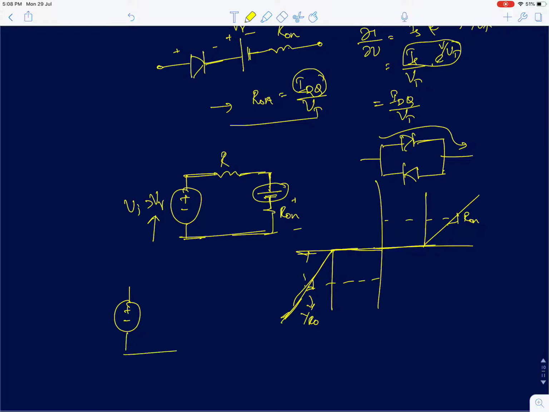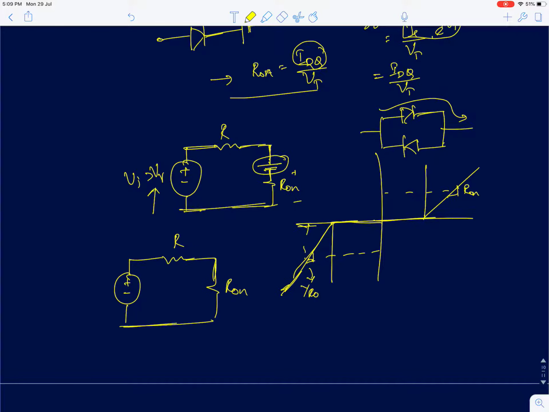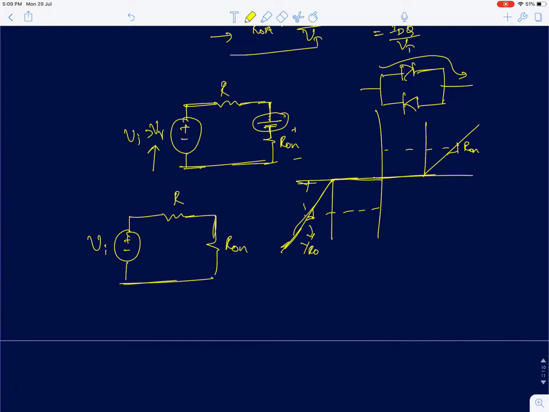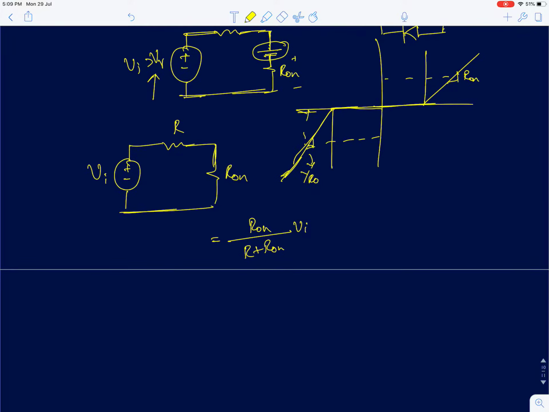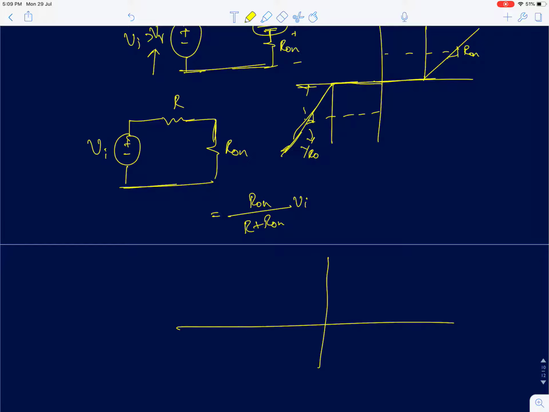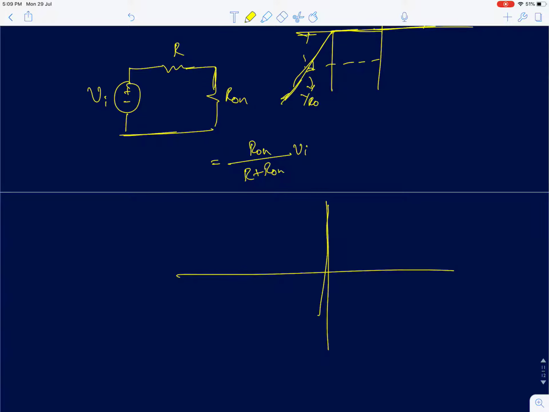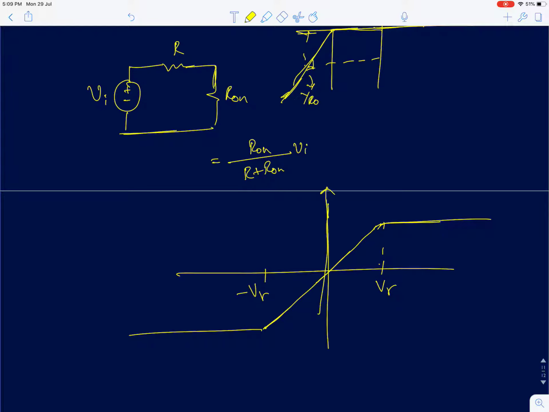So I am going to draw the incremental model for the diode around V gamma. Your circuit is going to reduce to something like this. So this is Vi. The voltage across the output is going to be R on by R plus R on into Vi. Previously, the output characteristic, when you connected two back-to-back diodes, we just discussed this problem. We had minus V gamma to plus V gamma. The graph was linear in that range, and after that it saturated. Outputs were constant in the first model.